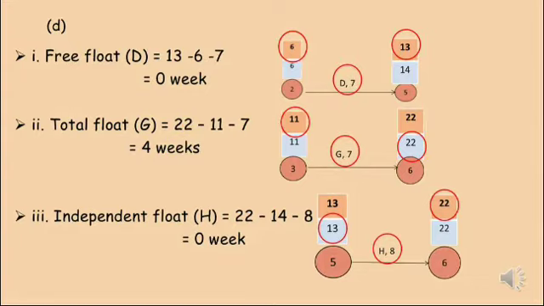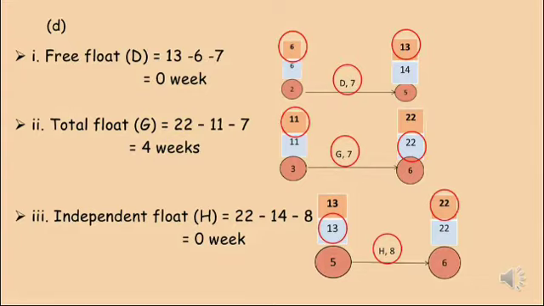To calculate the total float for activity G, the latest event time for event number 6 minus the earliest event time for event number 3 and the duration for activity G. So 22 weeks will be minus 11 weeks and the 7 weeks. So the answer is 4 weeks.